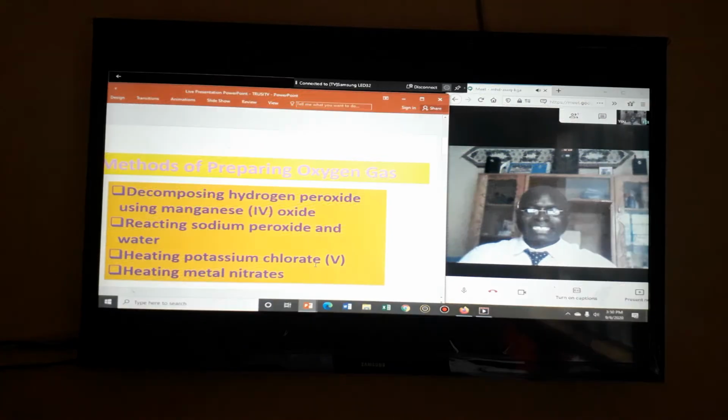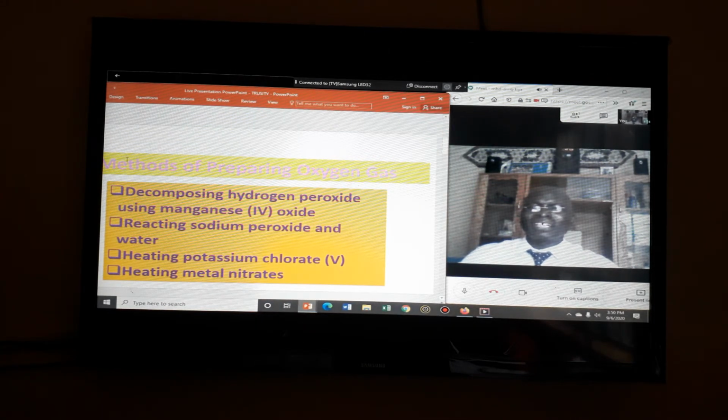Now, going to the next slide, you can see on your screen I have the methods of preparing oxygen gas. Of course, there are many methods, and we have highlighted some of them. The first one being decomposing hydrogen peroxide using manganese IV oxide. Then the second one is reacting sodium peroxide and water. And the third one is heating potassium chlorate. The last method of preparing oxygen gas is heating of metal nitrates. But today in this lesson, I'm only going to illustrate the first one, which is decomposing hydrogen peroxide using manganese IV oxide.